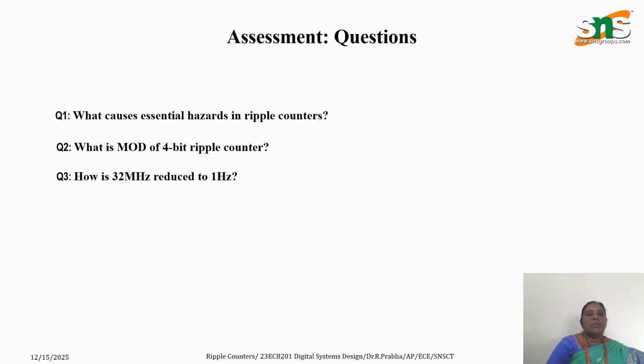So now the assessment part. What causes essential hazards in ripple counters? We know, due to the delays in the feedback path. And the second question, what is the mod of a 4-bit ripple counter? It is 16. And the third, 32 megahertz reduced to 1 hertz. So here the frequency division has to be applied. We can use a chain of flip-flops to reduce the frequency from 32 megahertz to 1 hertz.